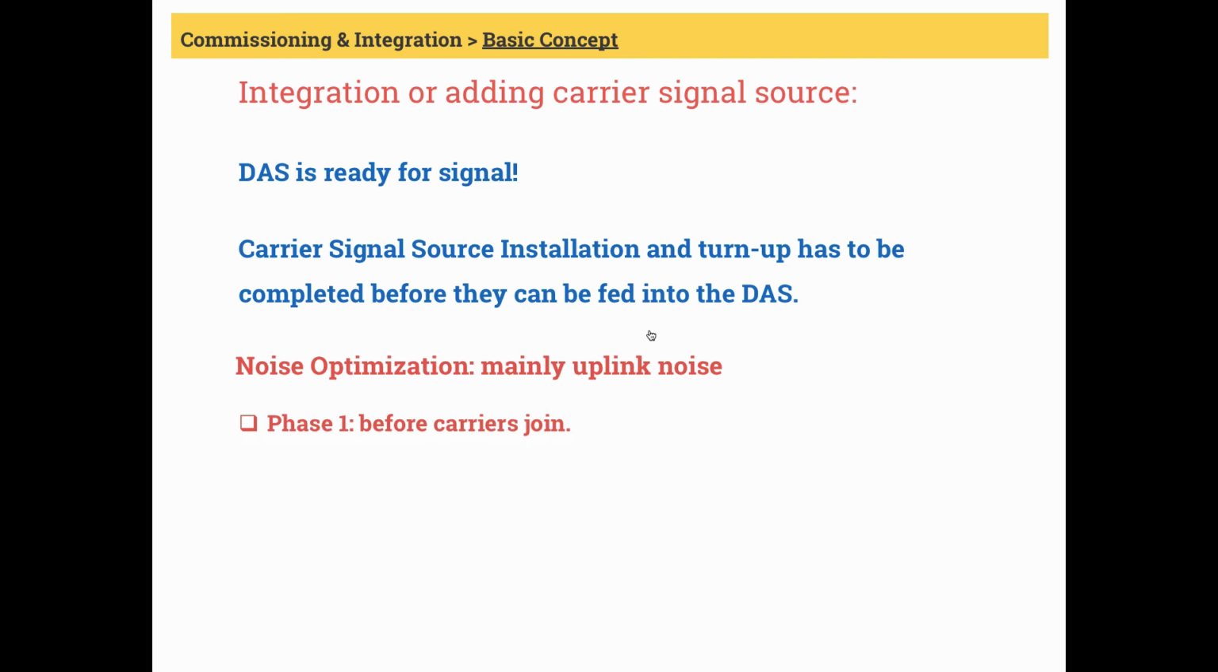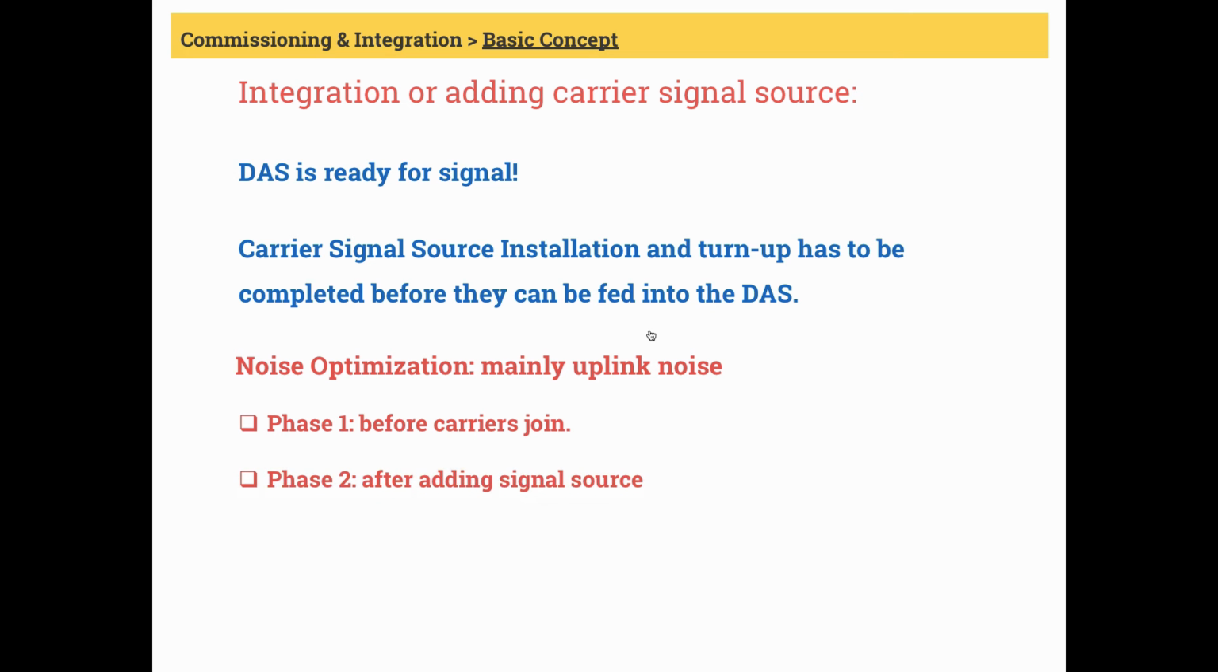Phase number one, which is first phase noise optimization. This noise optimization happens before the carriers connect their signal source. DAS is optimized by decreasing the noise generated by adding all the DAS electronics.